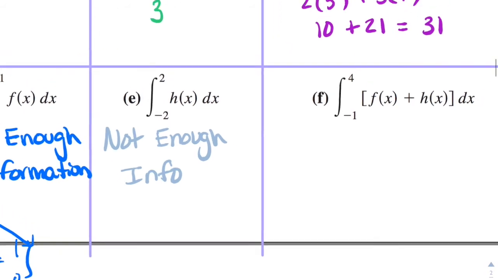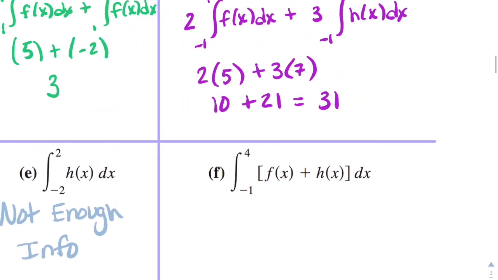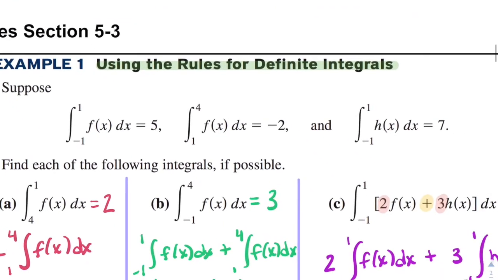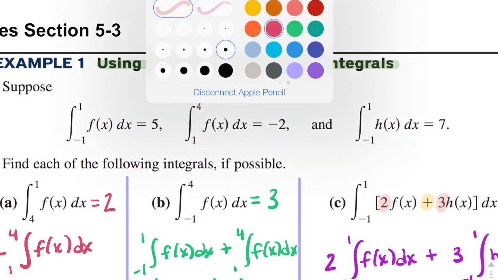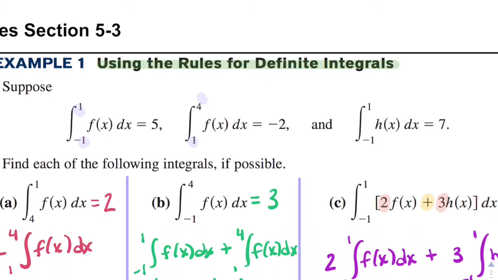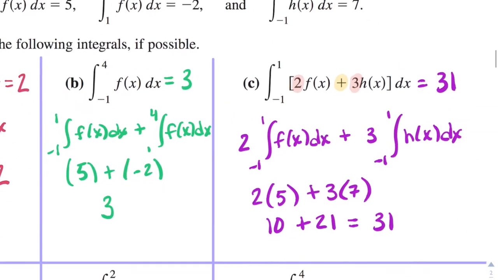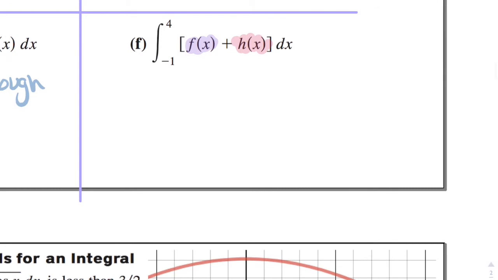Okay. The last one, -1 to 4 of both functions. Well, we win some, we lose some. That's a winner, and this one is a loser, because we can go from -1 to 4 of our first function, but not the second. We can go -1 to 1, 1 to 4, but we can't go -1 to 4 here. So again, not enough information.